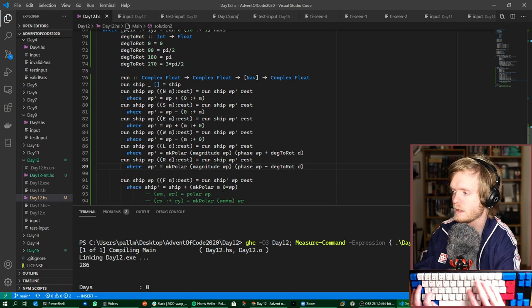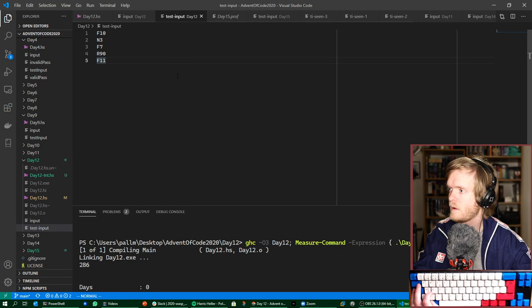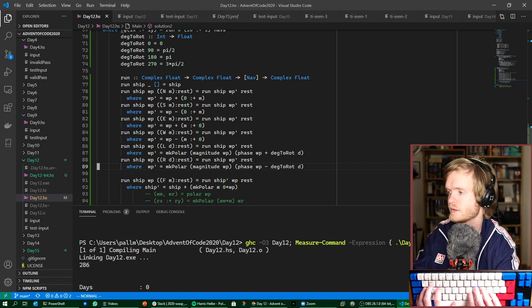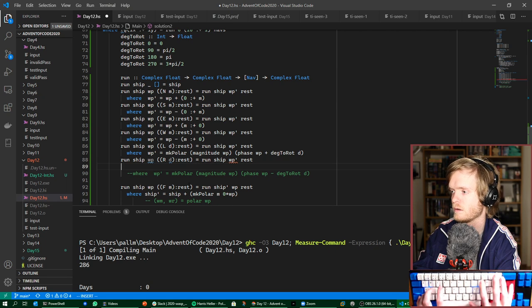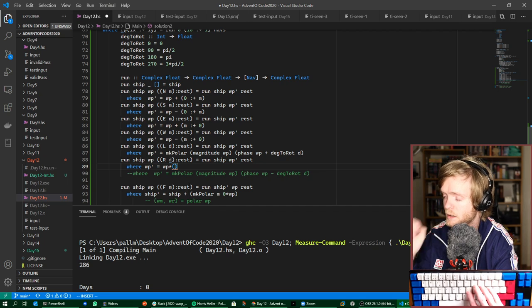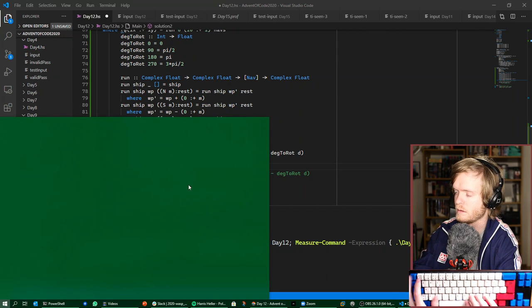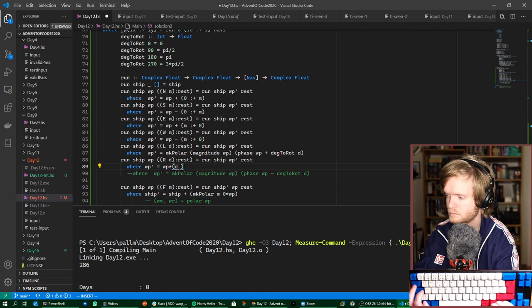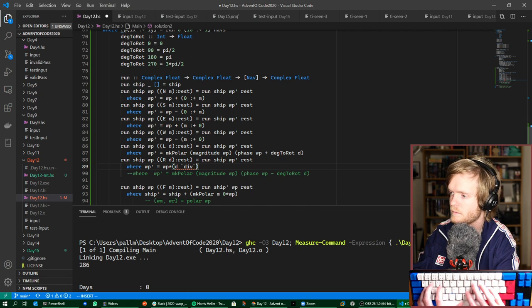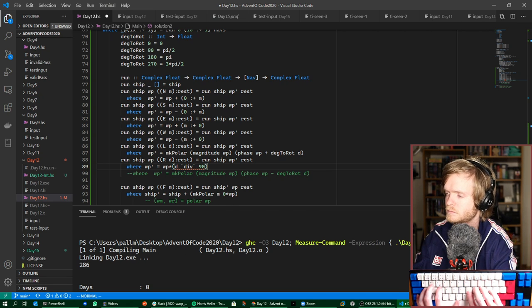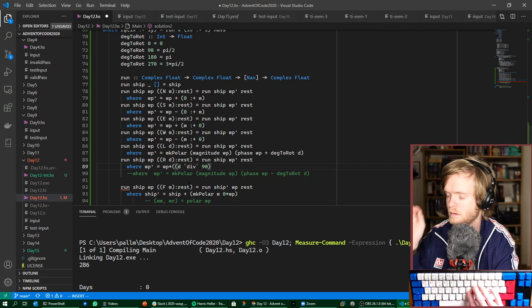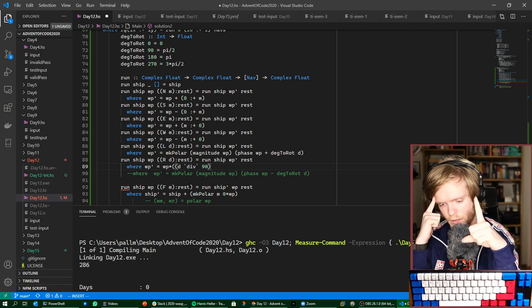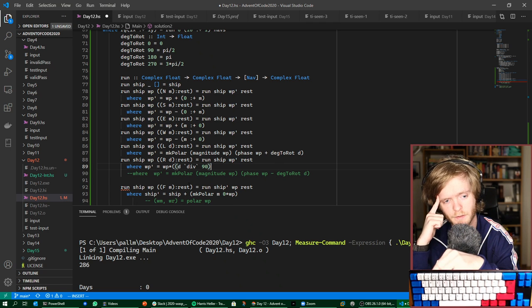Let's see, what if I... Okay, so in the test input, I have R90. So I only need to be changing this if I want to see what effect it has. So where VP prime equals VP times... I want to do D. Like how many times? Oh my god. D div 90. So this is how many. So this is Y. No, that is not correct.